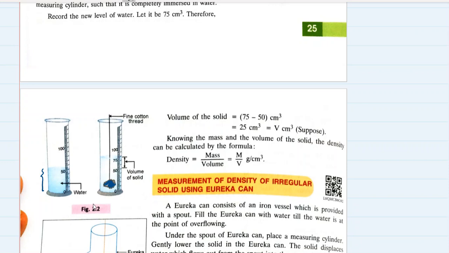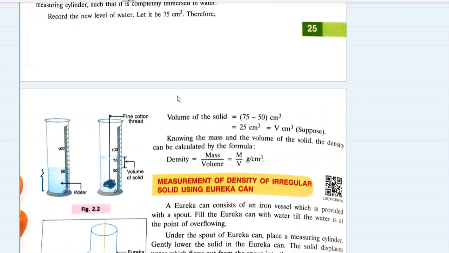So we tie a stone with let's say a thread, and then we suspend that stone tied with the thread inside the measuring cylinder such that it is completely submerged into the liquid or water of the measuring cylinder, but make sure that it does not touch the sides of the measuring cylinder or the bottom of the measuring cylinder. It should be completely submerged and it should be above the bottom, and in the middle it should not touch any sides of measuring cylinder.